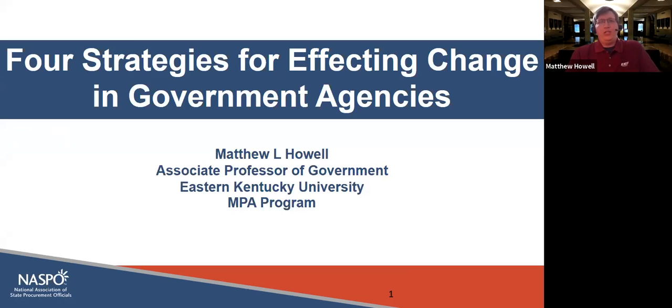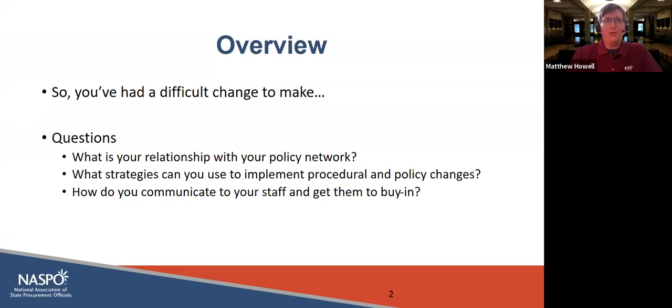So we have 4 strategies for affecting change in government agencies. Let's talk about what that actually means. You've had a difficult change to make. Maybe the coronavirus is affecting your tax base. Maybe it's affecting the number of suppliers you can deal with. Suppliers are closing down, or they're being backlogged, or who knows.